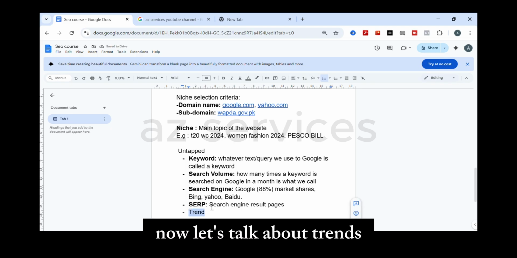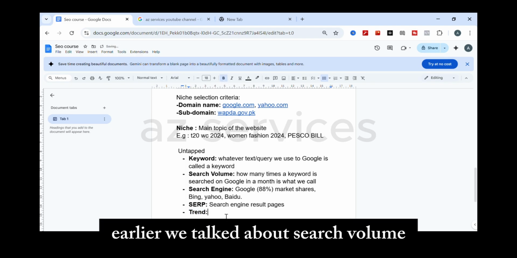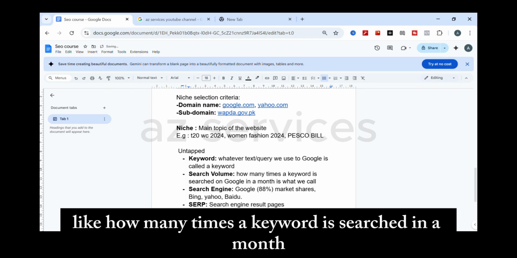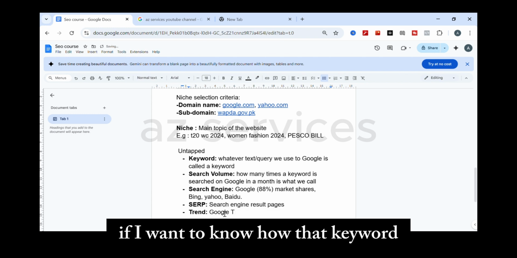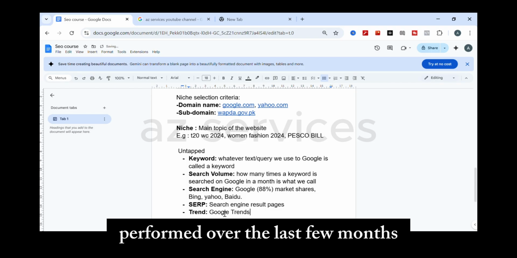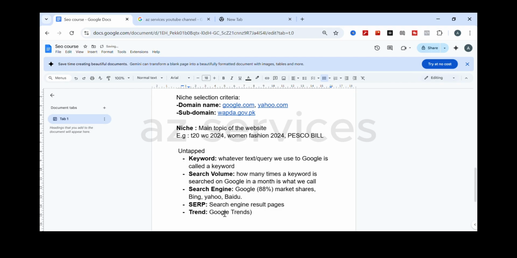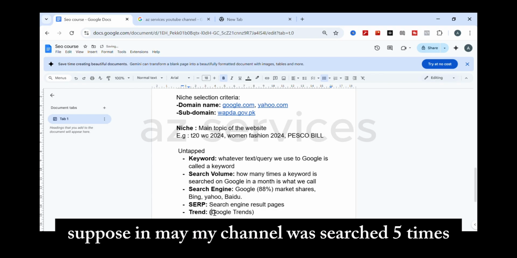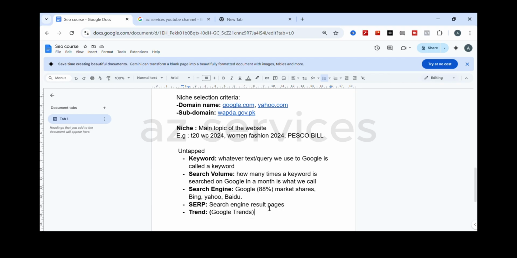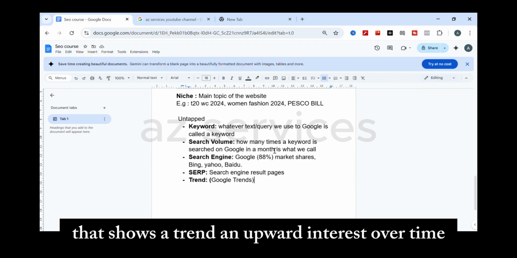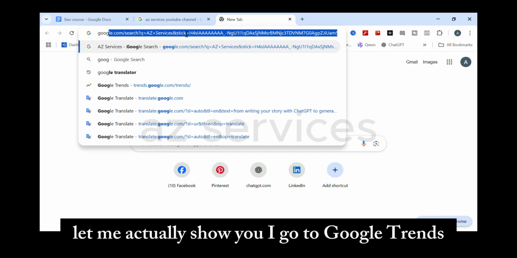Now let's talk about trends. Earlier we talked about search volume, like how many times a keyword is searched in a month. Now we go a bit deeper. What if I want to know how that keyword performed over the last few months? Suppose in May, my channel was searched 5 times, in June 10 times, and in July 50 times. That shows a trend, an upward interest over time. Let me actually show you.